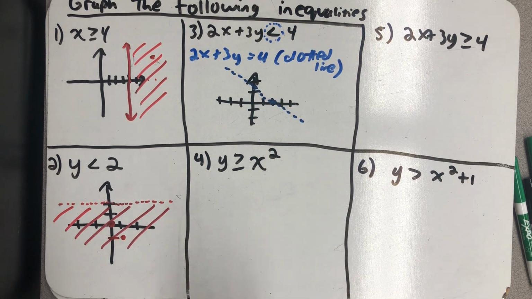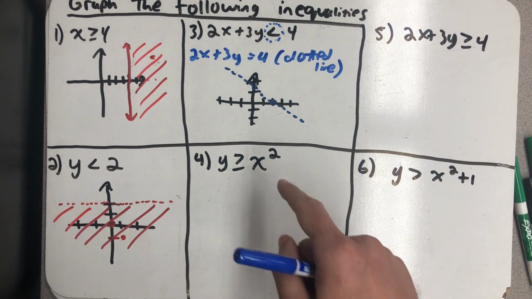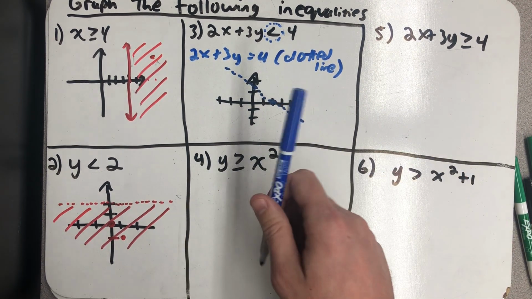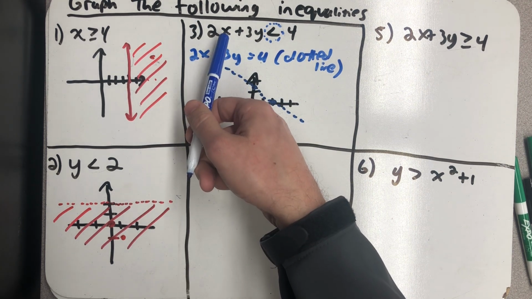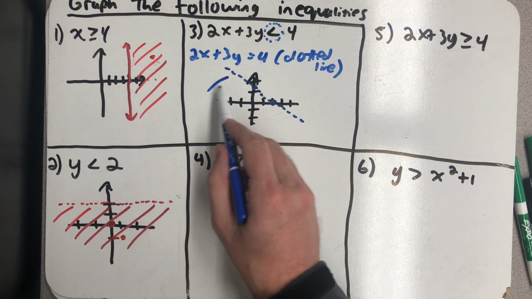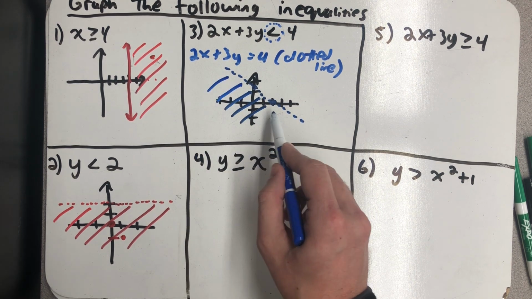And now I need to figure out which side I'm shading, right? Am I shading above the line or below the line? Here I can just pick a sample point like the origin, and I plug it in. 2 times 0 plus 3 times 0 is 0, which is less than 4. So if I pick that point, I get lucky and just shade that side.